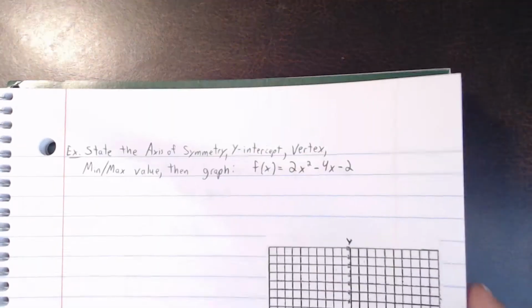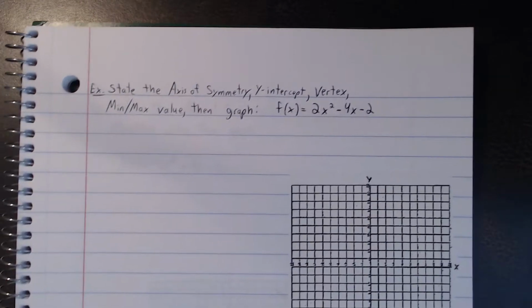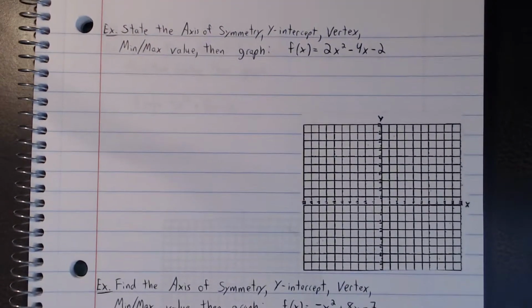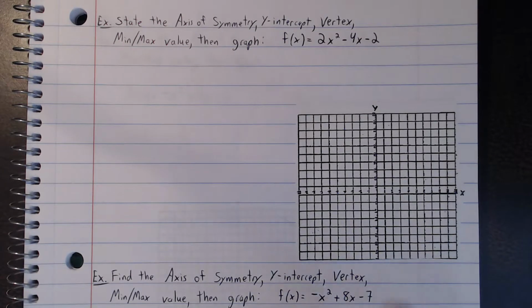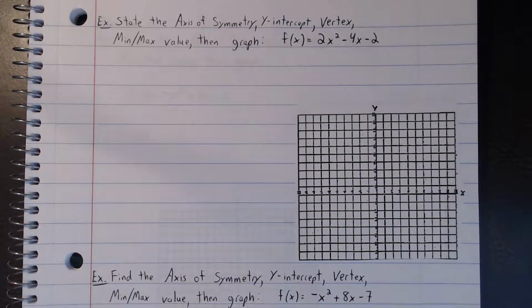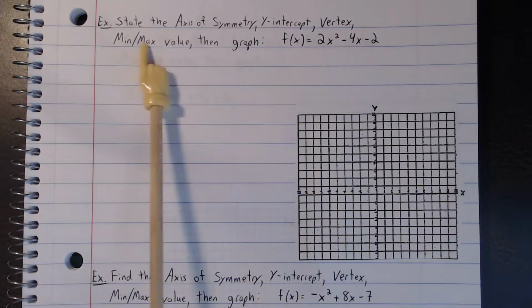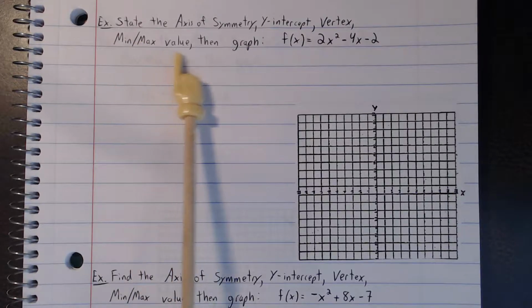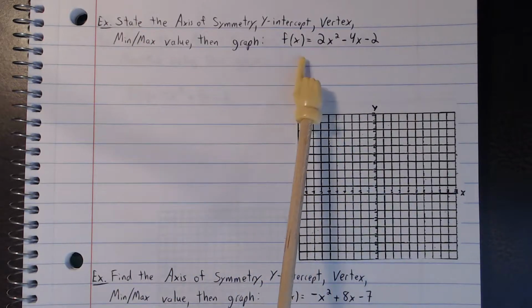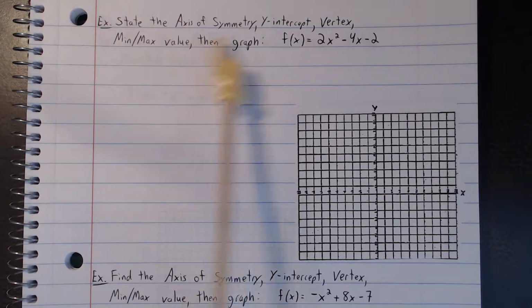You're going to need some graph paper for this. If you need to download some graph paper from the website, or if you've got some already on hand, draw yourself a 10 by 10 coordinate plane. What we're going to do is find the axis of symmetry, the y-intercept, the vertex, the min-max value, and then we're going to graph. We're going to get the graph mostly from a few of these things here.